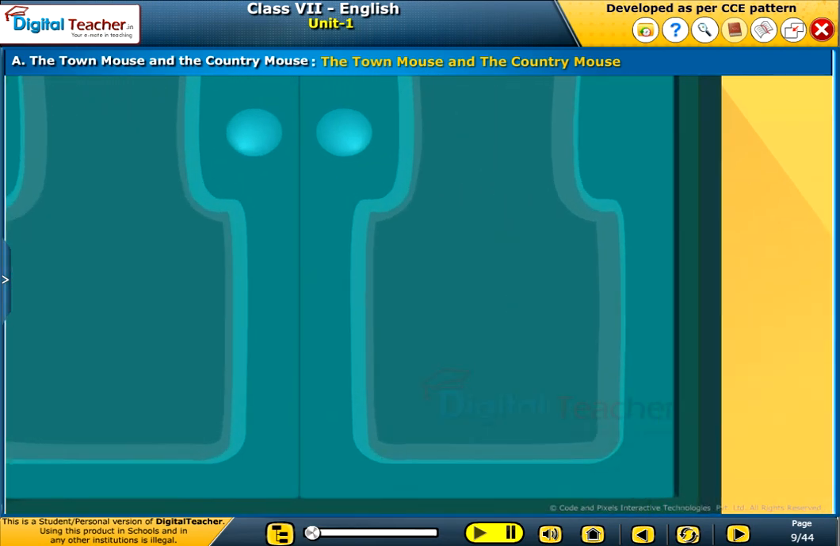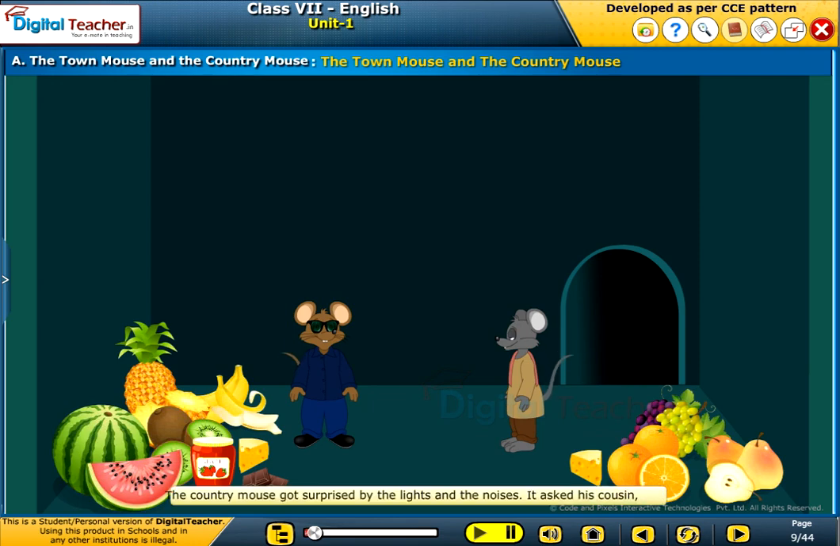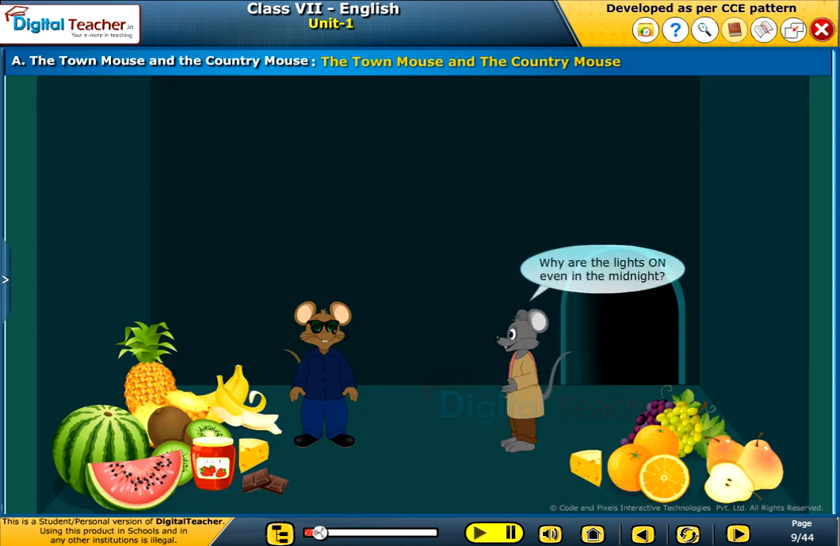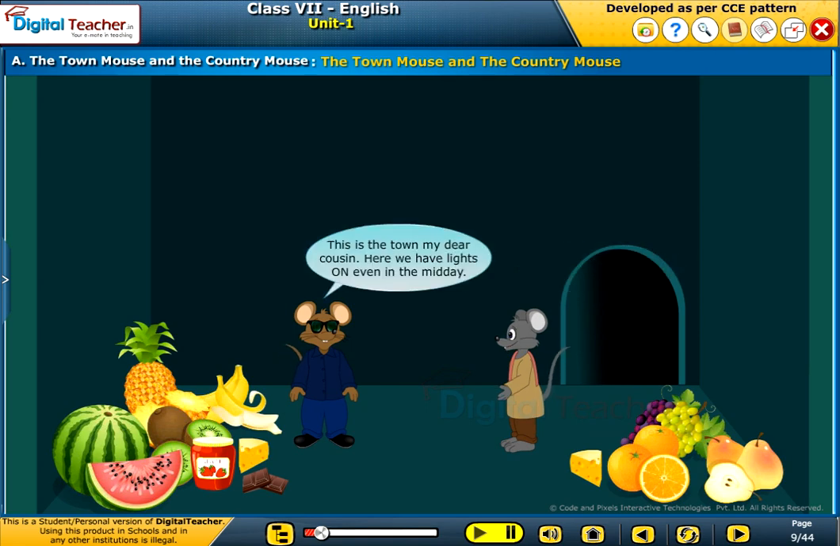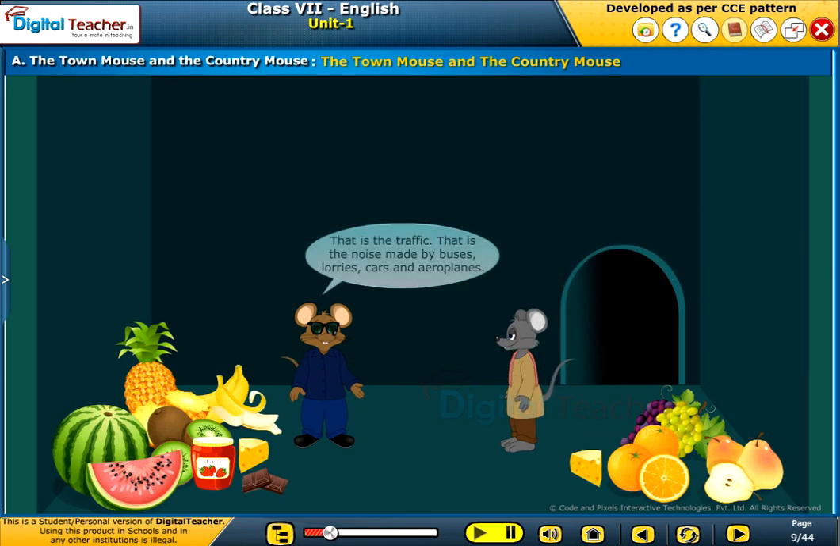The country mouse got surprised by the lights and the noises. It asked his cousin, "Why are the lights on even in the midnight?" "This is the town, my dear cousin. Here we have lights on even in the midday." "What is this horrible noise that never stops and disturbs everyone?" "That is the traffic. That is the noise made by buses, lorries, cars and aeroplanes."